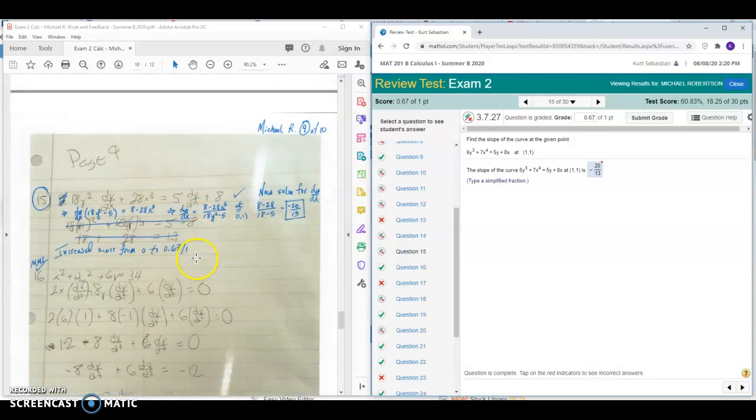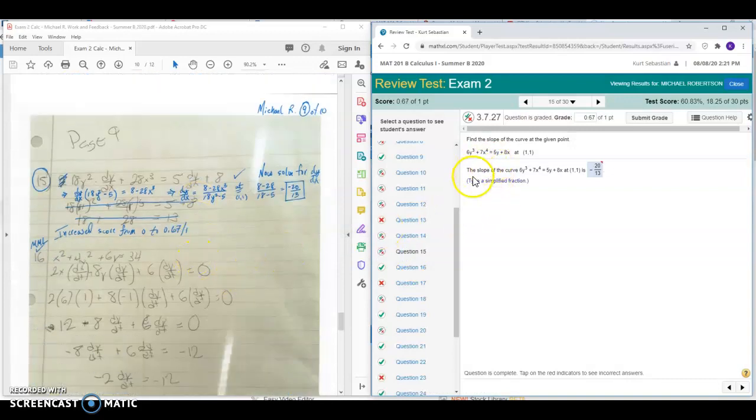Okay, 15. So here we go with another needed implicit differentiation because it says find the slope of the curve. So we can't solve this for y. So to find the slope of this curve, we have to do implicit differentiation and solve for dy/dx because the slope of any curve is the derivative. So you did this right. You took the implicit differentiation right.